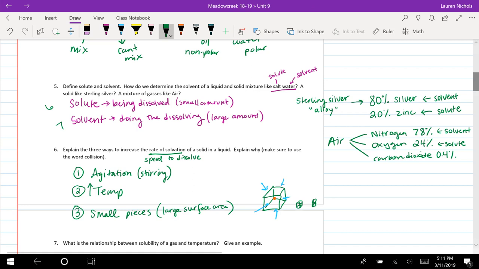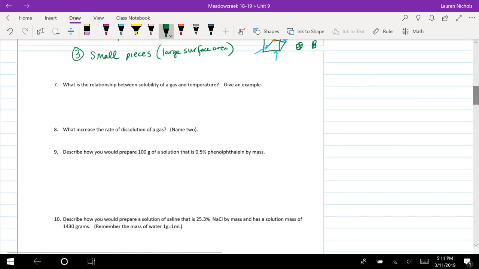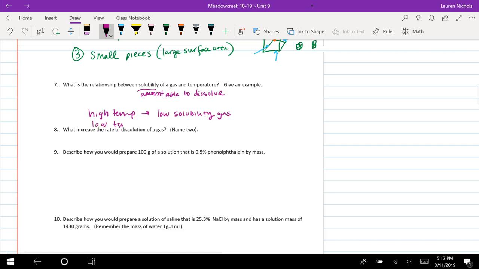And so if we look at question number 7, what is the relationship between solubility of a gas and temperature? Remember, the word solubility just means amount able to dissolve, okay, at a particular temperature, because it changes. Okay? Well, key thing about gases and temperature is if you have a high temperature, then you have a low solubility of gases. Okay? Whereas the reverse is true. If you have a low temperature, you have a high solubility of gas.